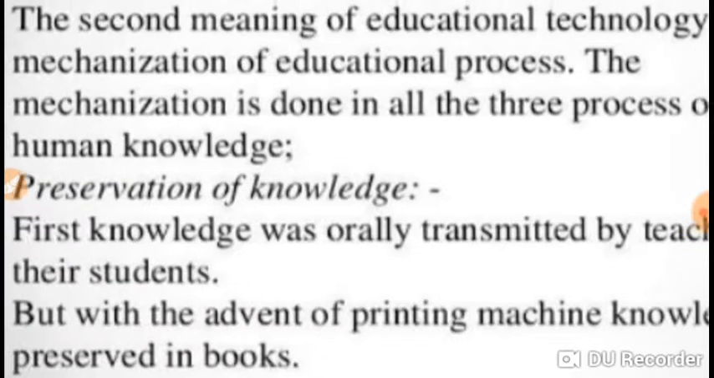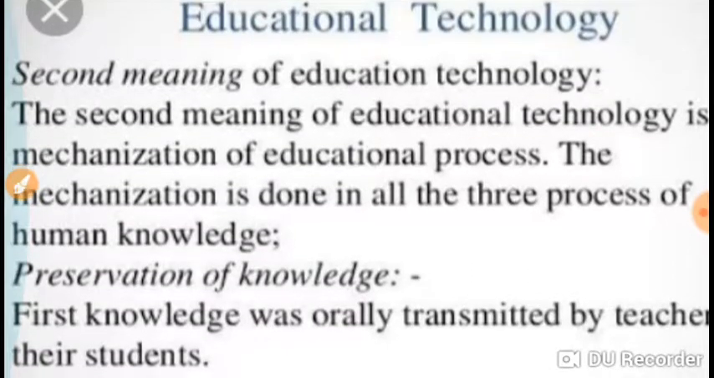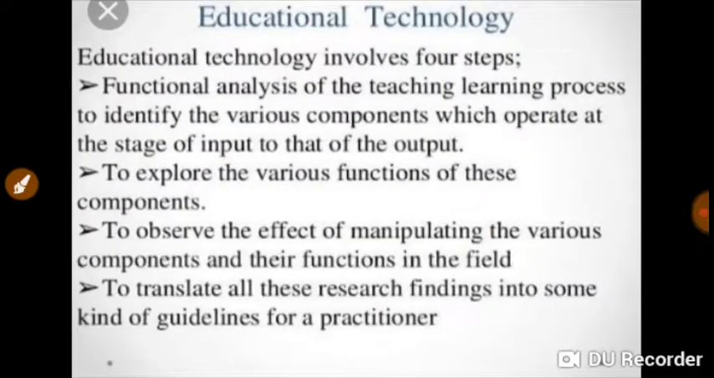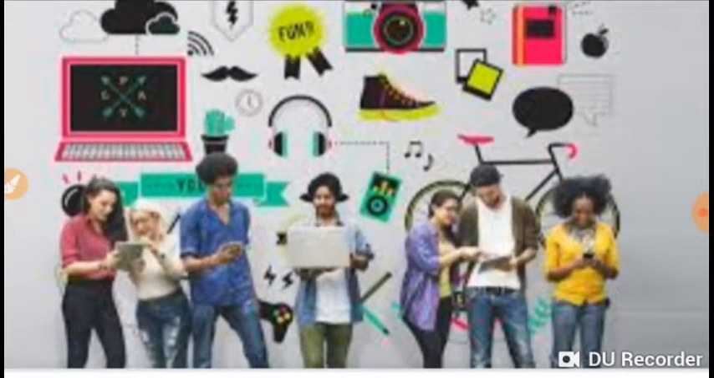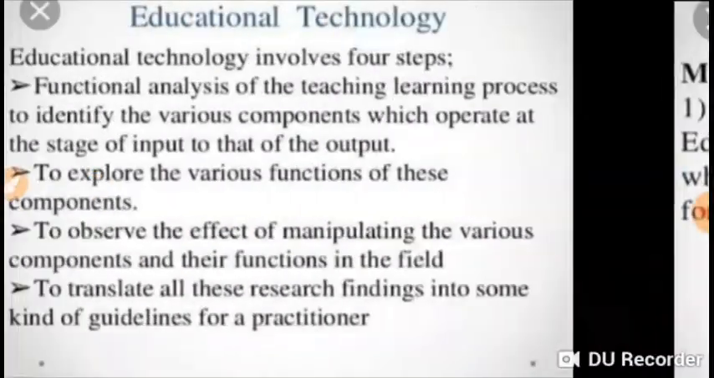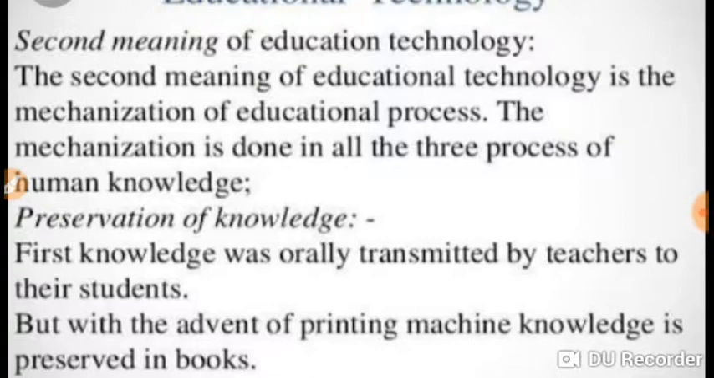In this regard, specific steps are essential for educational technology. The first step is to make a functional analysis of the teaching learning process to identify the various components that operate from the stage of input to that of output. The second step is to observe the effect of manipulating the various components. The third step is to observe the effect of manipulating the various components and their functions in the field. The final step is to translate all these research findings into some kind of guidelines for the practitioners.